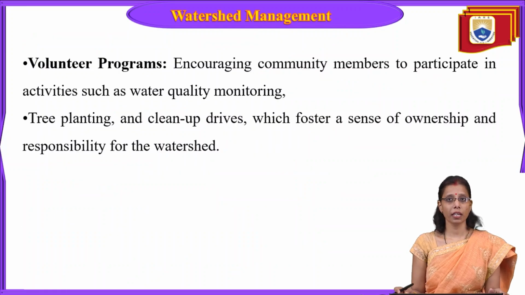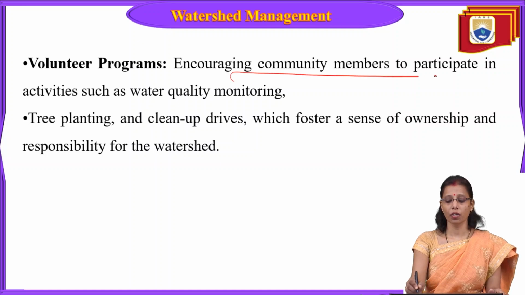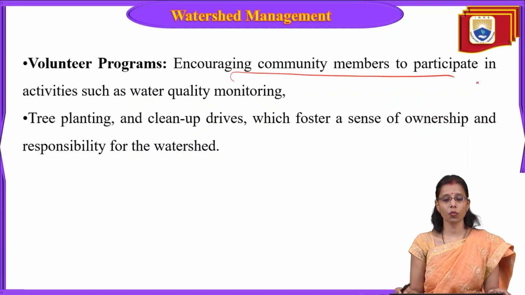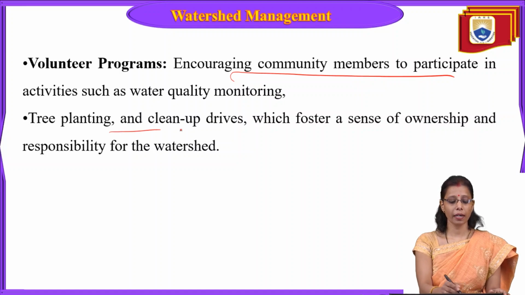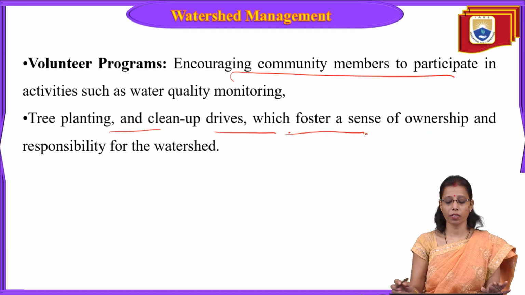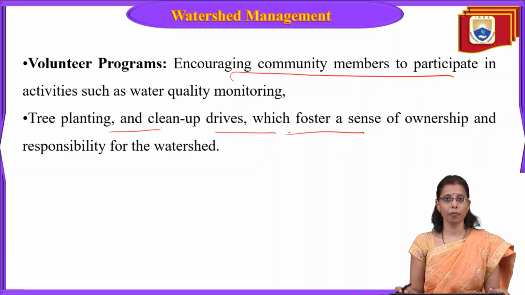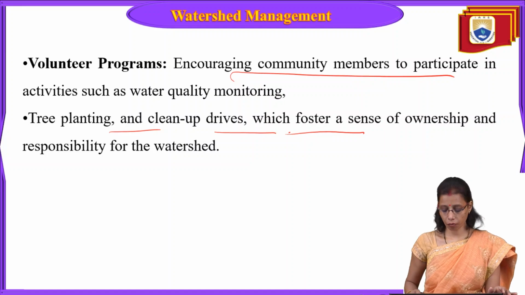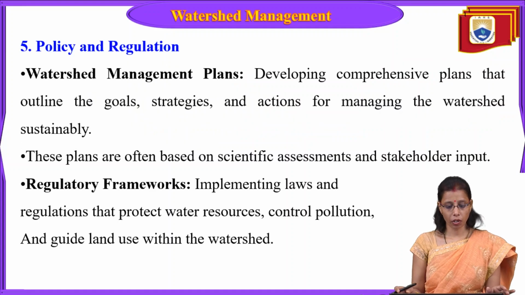Volunteer programs: encouraging community members to participate in activities such as water quality monitoring, tree planting, and cleanup drives, which foster a sense of ownership and responsibility for the watershed. So what is tree planting? Planting more trees and cleaning up the areas, which gives more sense of ownership and responsibility for the watershed. Now, policy and regulations.